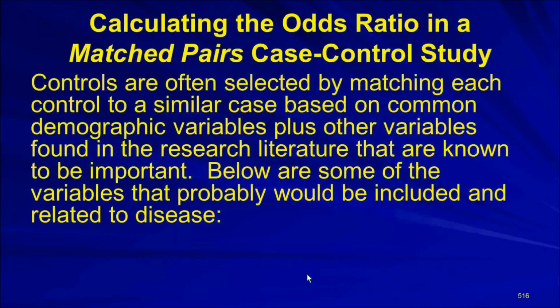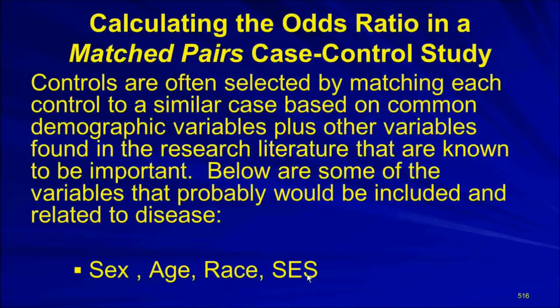next, calculating the odds ratio in matched pairs case control studies. I want to read this to you. Controls are often selected by matching each control to a similar case based on common demographic variables plus other variables found in the research literature that are known to be important. Below are some of the variables that probably would be included in relation to disease, and I share these with you. Okay? Sex, age, race, socioeconomic status, whatnot.